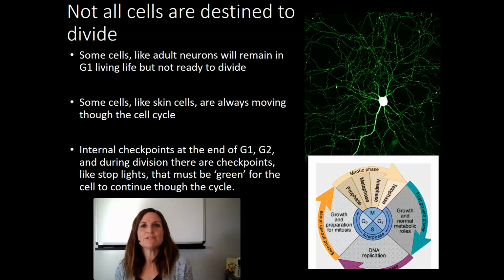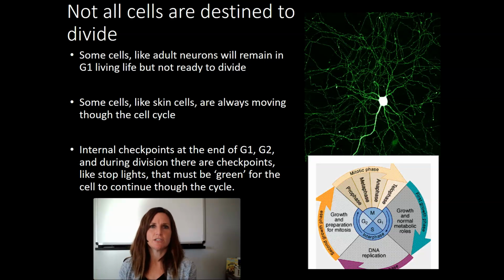Hey guys, so today we're picking up where we left off, talking about what happens in mitosis, things that we can expect to happen, and then what happens when mitosis starts to go wrong and cells take that unfortunate step towards becoming malignant or cancer cells. So we're starting off by revisiting the idea that not all cells are destined to divide.